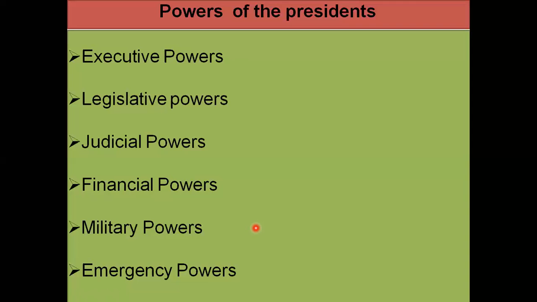The financial emergency is under Article 360. These are all the main important powers and functions of the President of India.